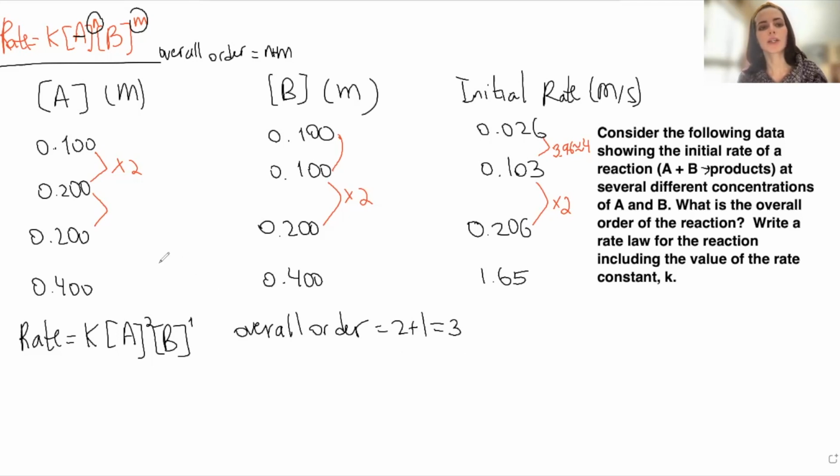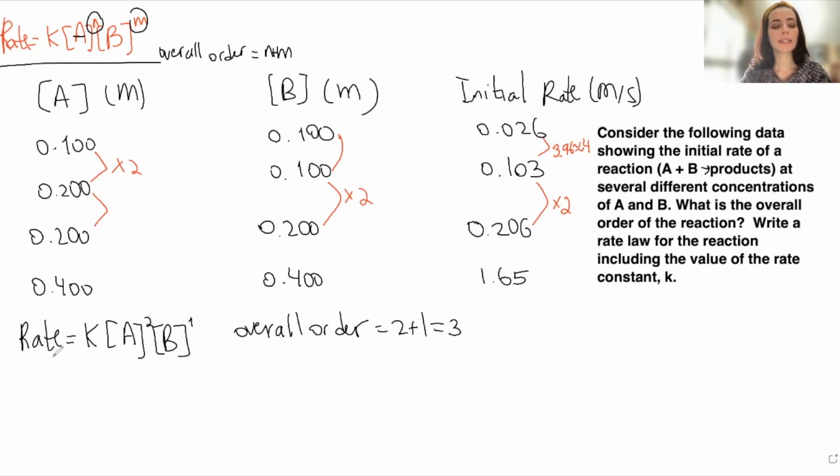So if the reaction was 0 order with respect to one of the reactants, we would see that as the concentration is changing, the rate is not changing, because for 0 order, the rate is not dependent on the concentration, it is independent of the concentration. So now we need to write rate law. And to write rate law, we basically need to find the K once we found all the exponents.